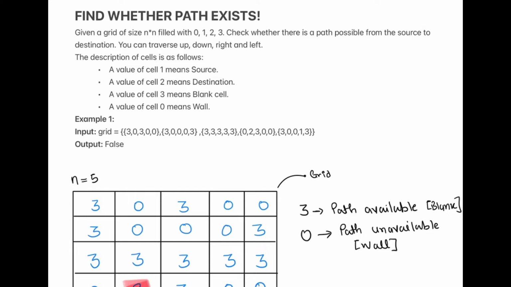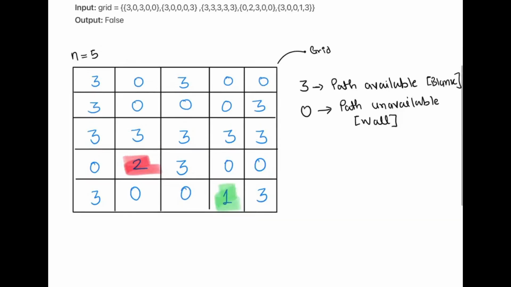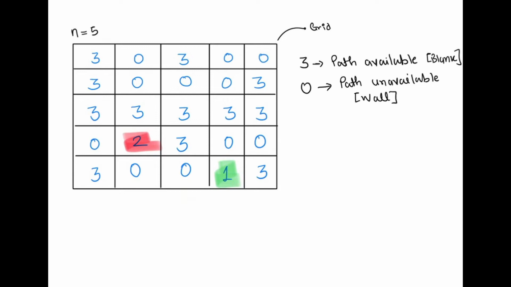So here I have been given an example grid of 5 cross 5 size, and the output is false. That is, we cannot reach from source to destination on this grid. So let's focus on the grid. The grid that is given in the example, you can match what I have just drawn on a proper grid. And we are going to try to traverse from source to destination. So what is the source here? The source is 1 that I have marked with green, and the destination is 2 that I have marked with red, and we want to traverse from 1 to 2.